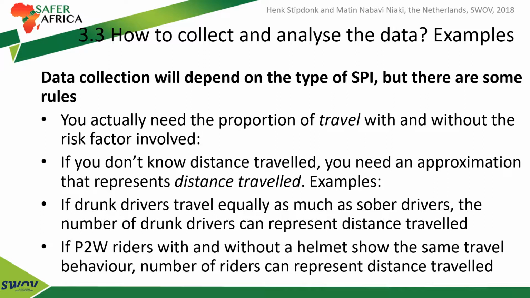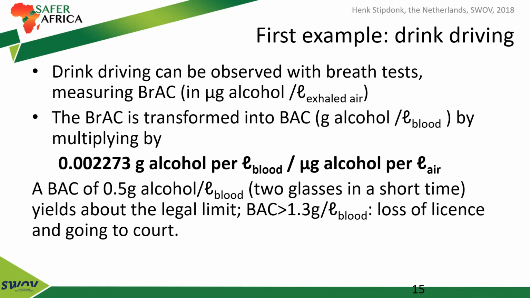Of course, it's no use looking at very safe roads if they are not representative for all the roads, or looking at safe drivers when they're not representative. So we do want the roads or vehicles or drivers that we use to express our SPI to be representative for the lot. To be more clear about this, let's take a look at some examples.